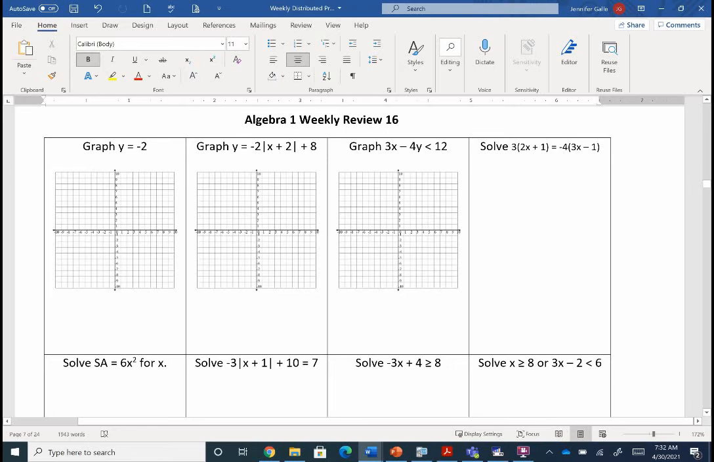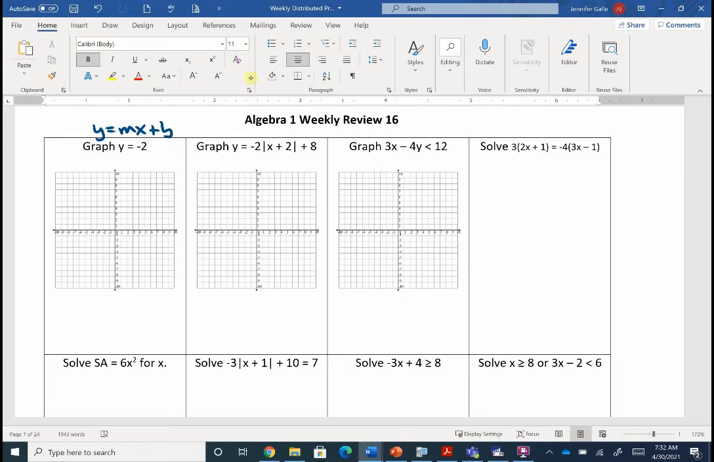All right, our first question in the weekly review, number 16, we have y equals -2. I know some of you have memorized what type of line that is, but if you don't have that memorized, you can turn it into slope-intercept form. y equals mx plus b.